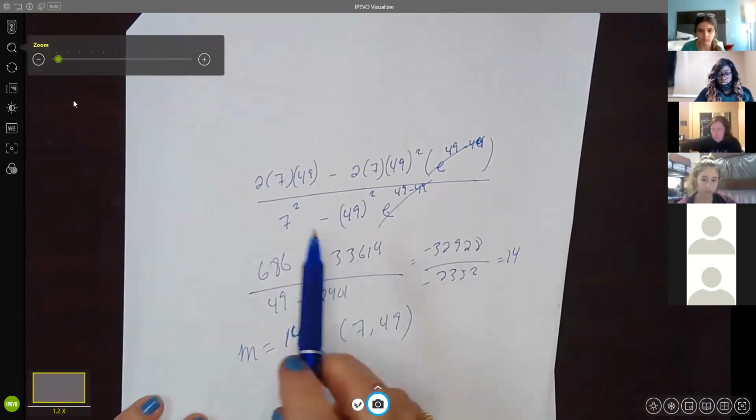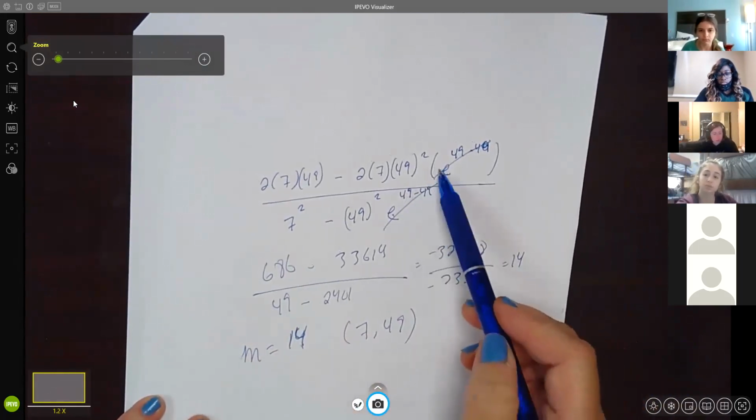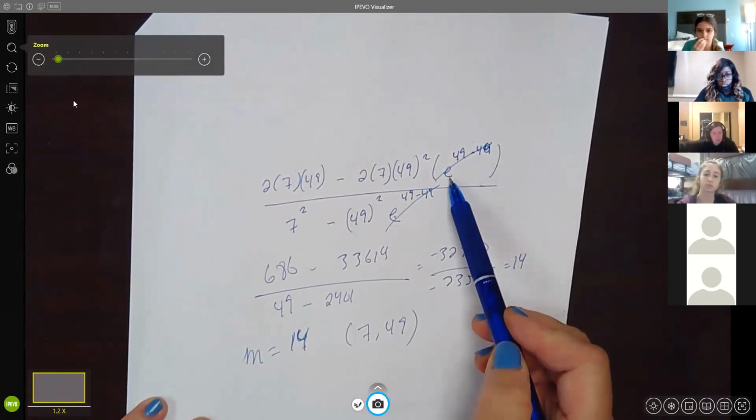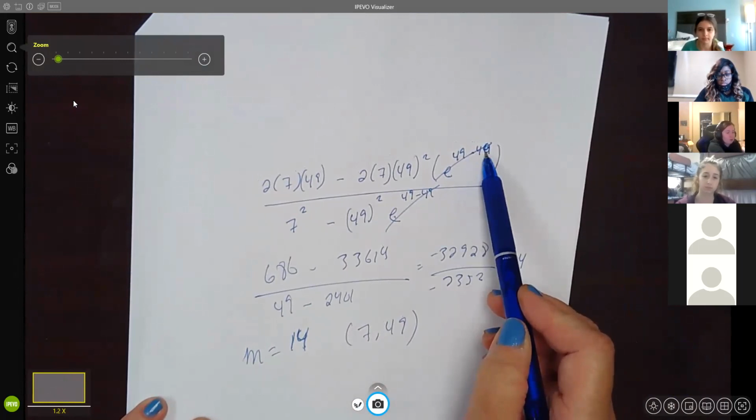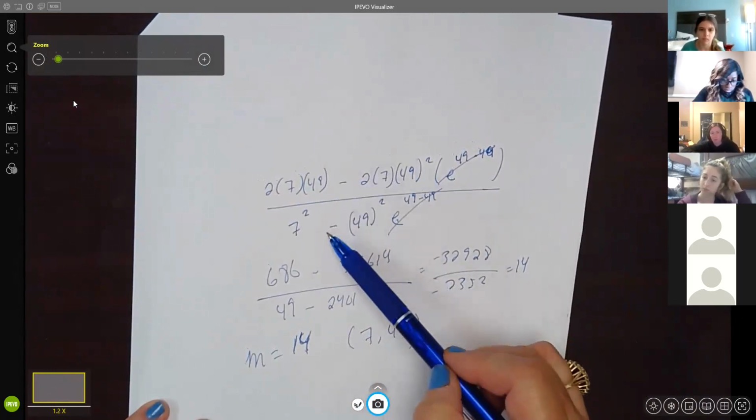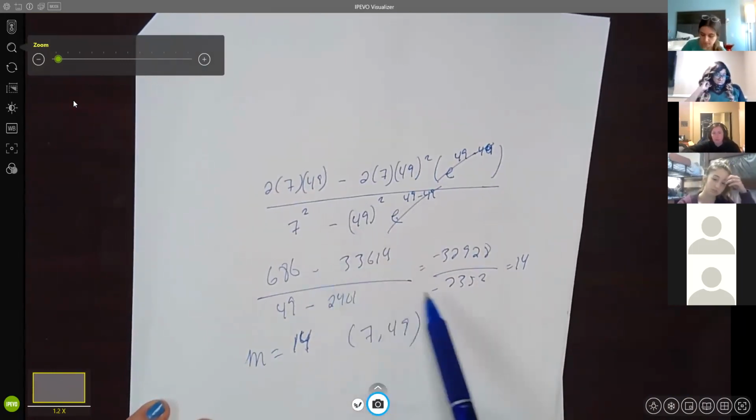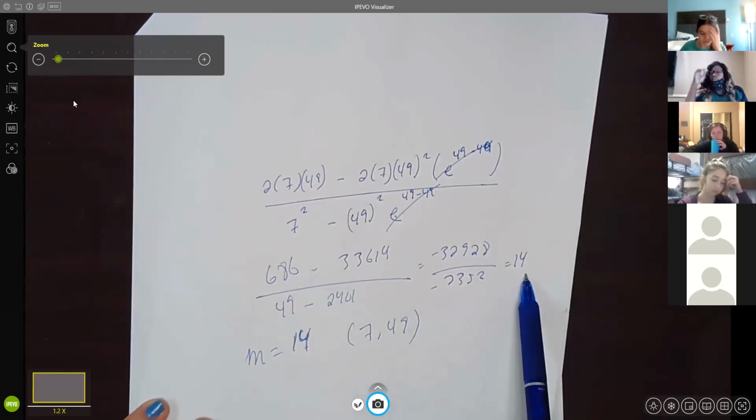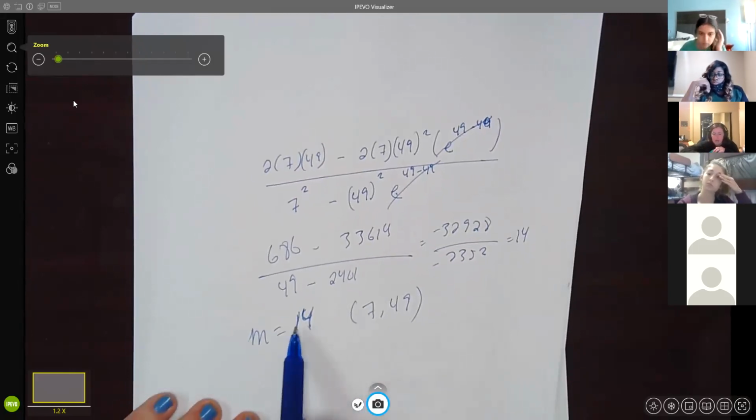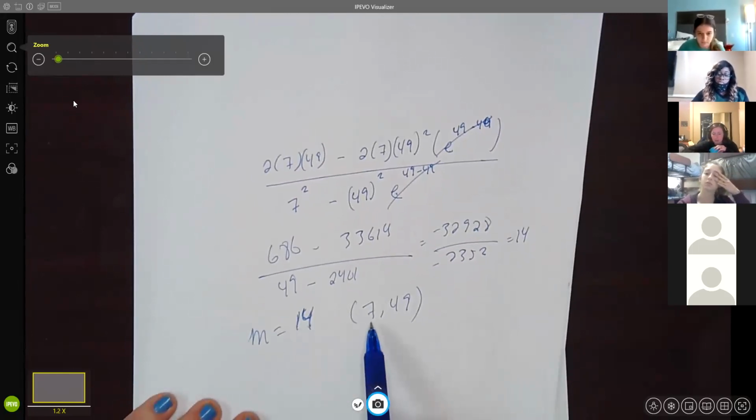Again, I'm kind of surprised this worked out so nicely, but it did conveniently because these e's go away. Why do they go away? Because it's e to the now 0 power. And then for this, just let your calculator work its magic on that. And it actually works out to a whole number. And I didn't even finish out the problem at this point because here I have m is 14, I have x is 7, y is 49, y equals mx plus b. Just plug it in.